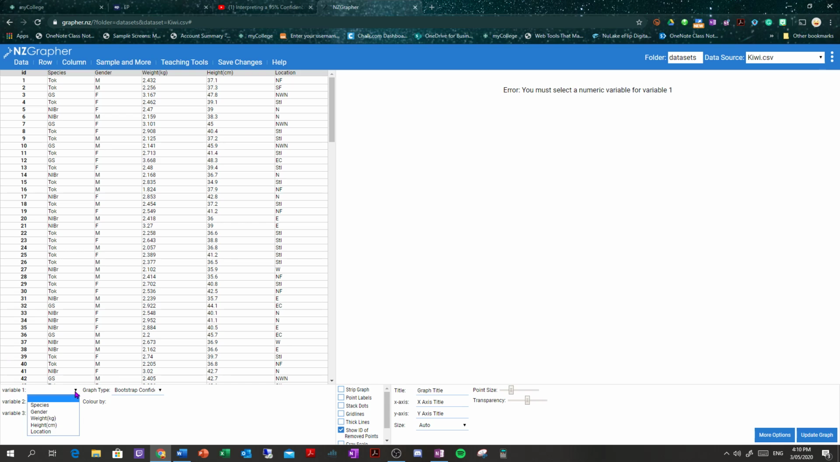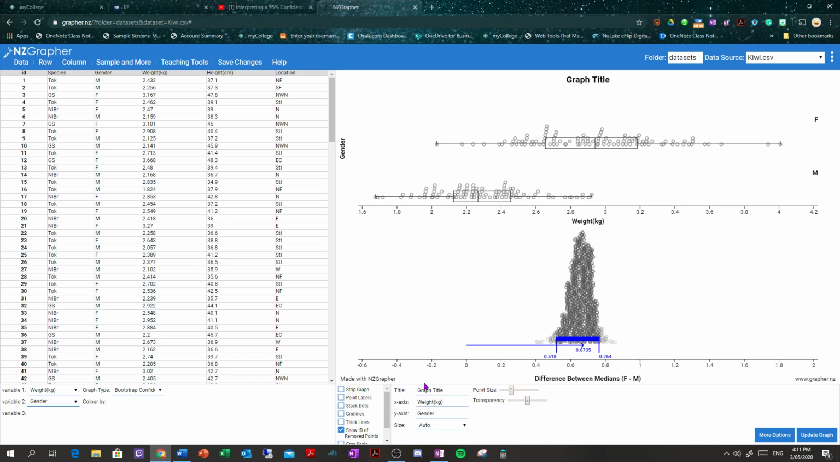The first variable that you select always has to be your number variable, so it could be weight or height. We're going to use weight in kgs, and we're going to break this up into gender, males and females, so we can compare the two groups within the sample. And there it is, boom.